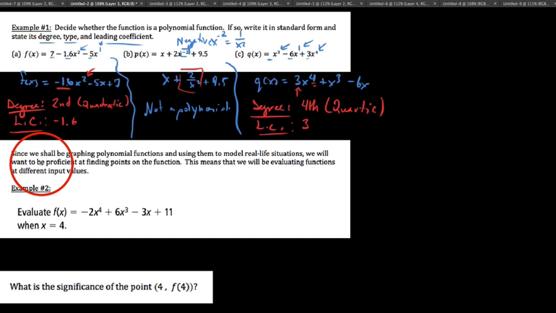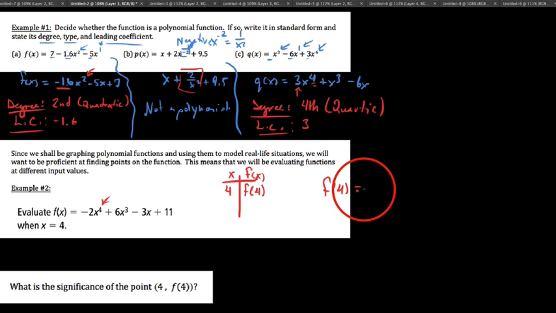So along the lines of graphing, since we're going to be graphing so many of these, and modeling real life situations, it's going to be important that we can find points on the graph. So to find points for a function like this fourth degree polynomial, we say if f of x is equal to this rule, what is our y value when x equals 4? So what we're going to do first is make a small little table. We're going to say that this is x and y. And we're going to plug in a 4 here, and we're going to get f of 4, which means we need to find what the value of f of 4 is.